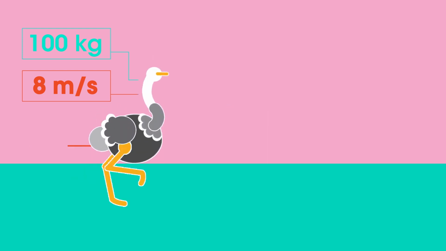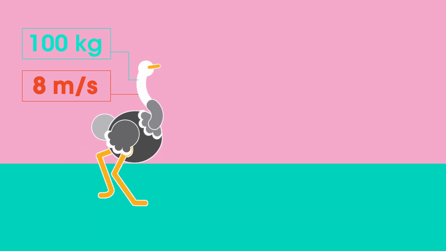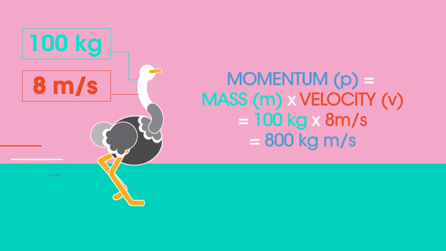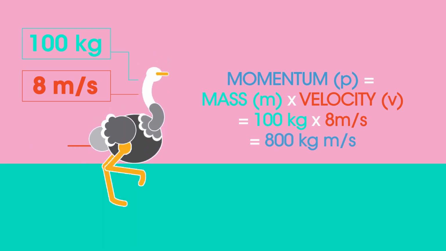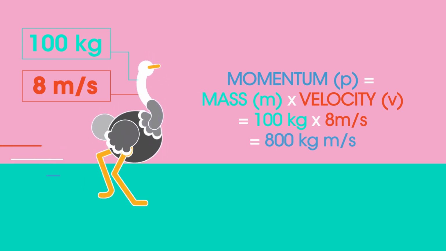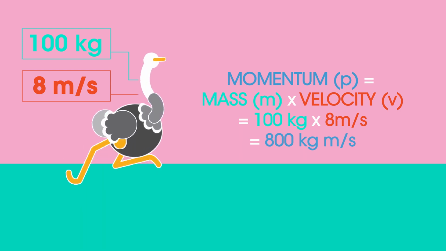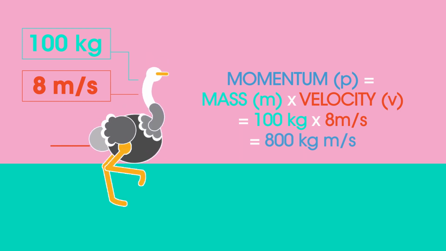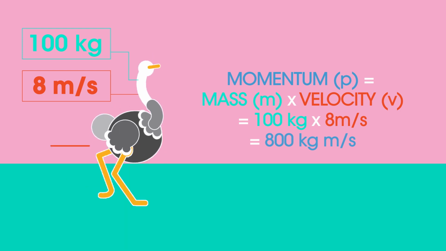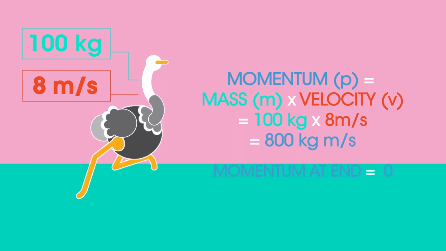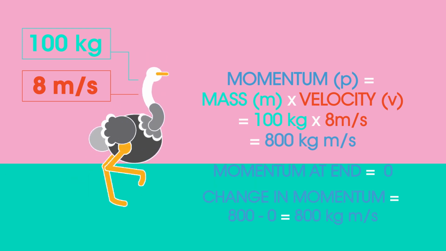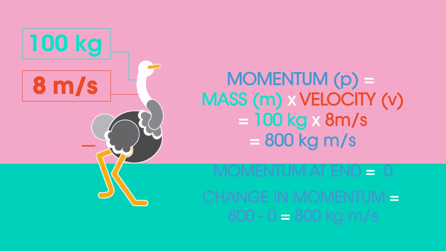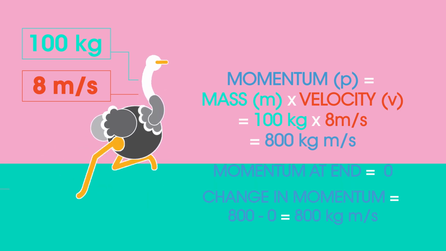First, we need to calculate the change in momentum. Momentum at start equals mass m times velocity v, which equals 100 kilograms times 8 meters per second, which equals 800 kilogram meters per second. Momentum at end equals 0. Change in momentum equals 800 minus 0, which equals 800 kilogram meters per second.